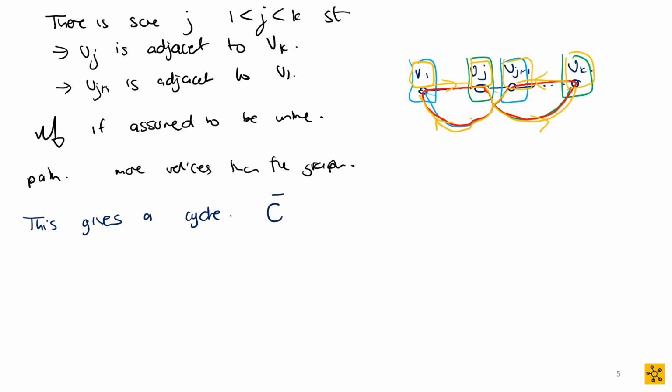So we have a cycle. We're just going to call it C bar. We say V1 dot dot dot to Vj, Vj directly connected to Vk, and then it goes down, so we have Vk minus 1, just to show you the order. And then we go to Vj plus 1 to V1. So that's our cycle of length k. Now we need to look at whether it contains all the vertices of the graph.